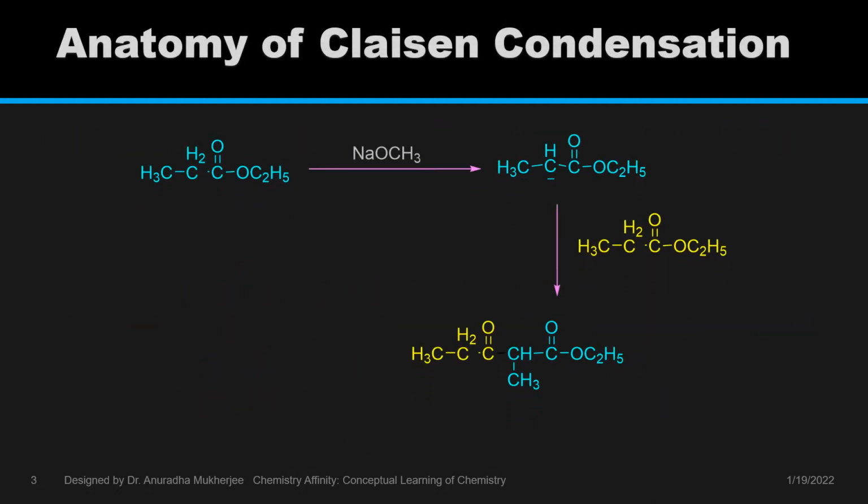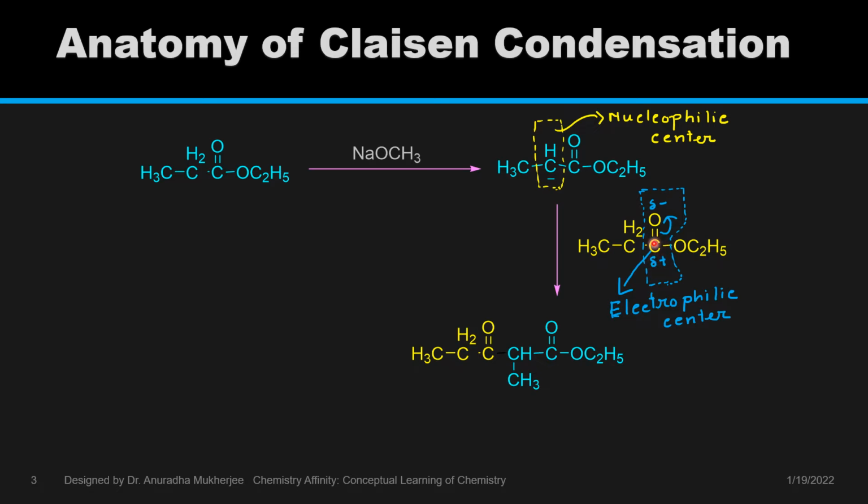So now let's understand how a new carbon-carbon bond is forming in the Claisen condensation reaction. In this reaction, we have taken ethyl acetate, and in presence of a base like sodium methoxide, a carbanion is forming. Now this carbon is a nucleophilic center. Now another molecule of ethyl acetate, this carbon is an electrophilic center.